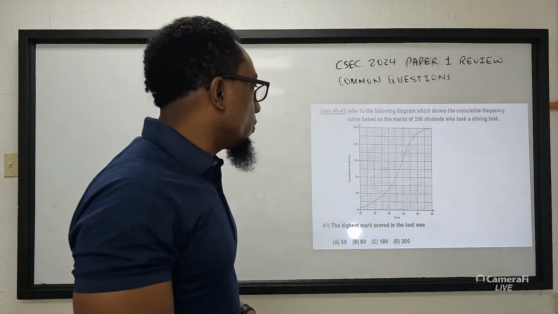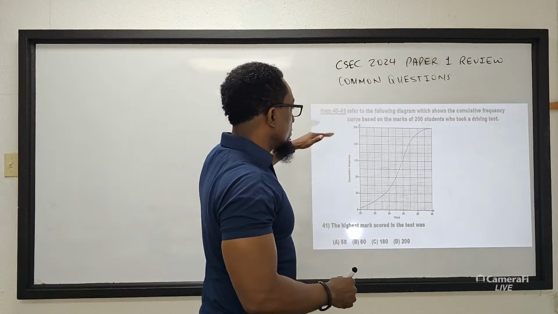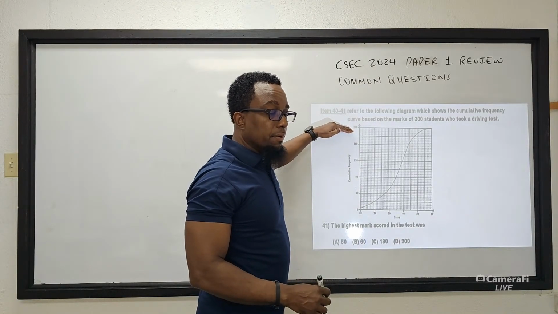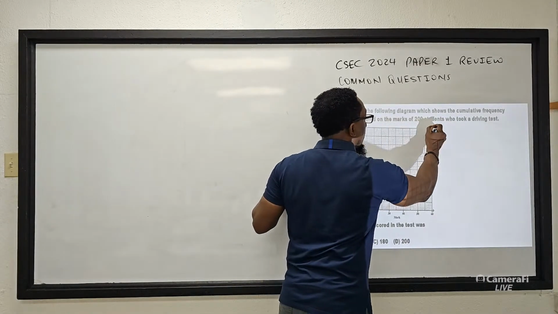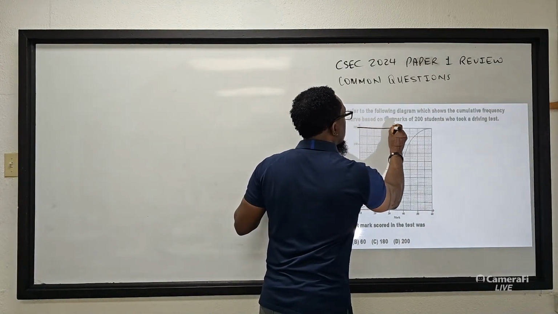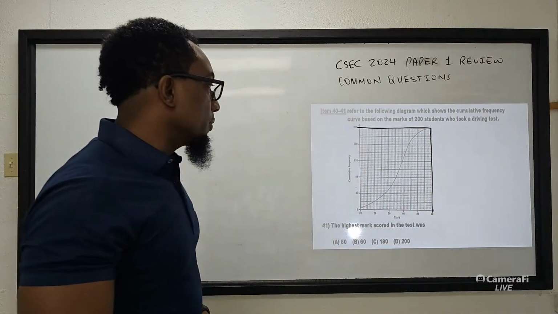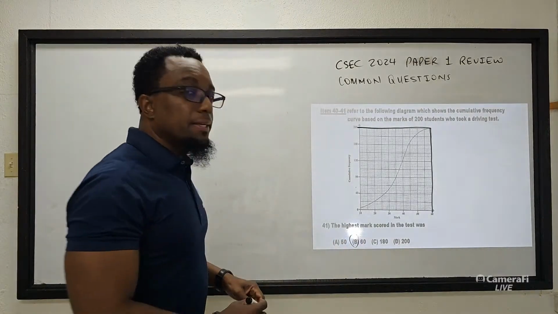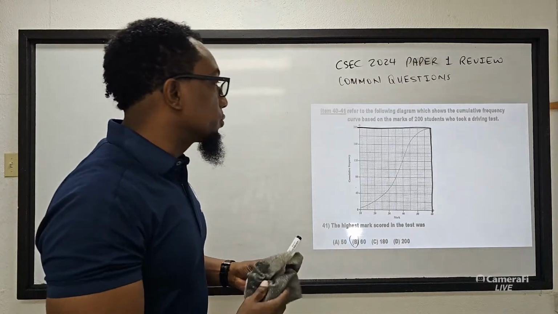The highest mark scored in the test was. So the highest mark, of course, this is the mark axis. So this is the highest value of the cumulative frequency axis, and that simply corresponds to 60. Yeah? So this 200 here corresponds to 60. So the highest mark scored on the test will be 60. So that part is pretty straightforward. Alright? Okay, so let's look at 42.